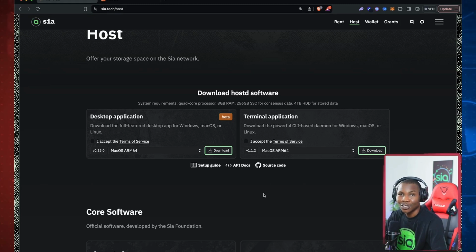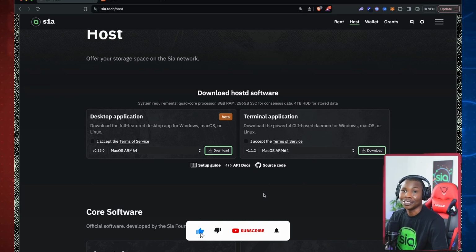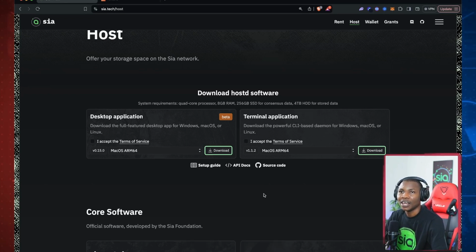The data that is coming onto your computer is going to be encrypted. You can't really make use of it. It's not viewable by you, so you don't even know what you're storing on your computer. That is one of the cool things about the privacy that the Sia blockchain brings, which is the general advantage of using a blockchain over a regular Web2 data host provider.